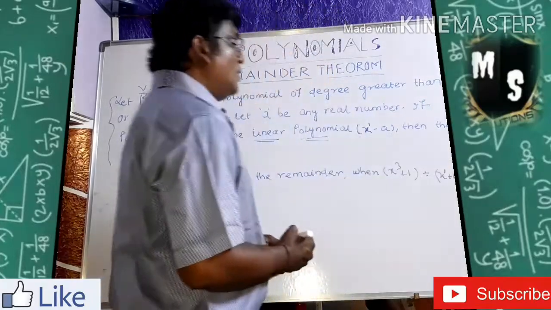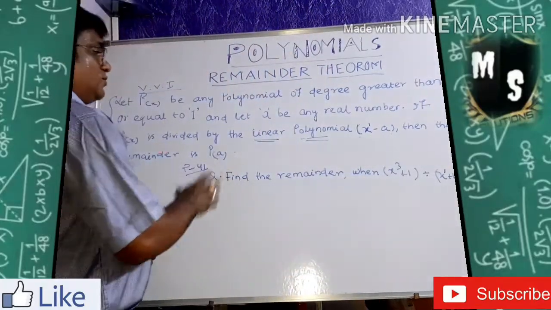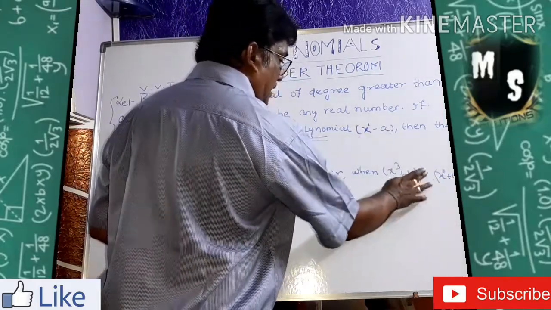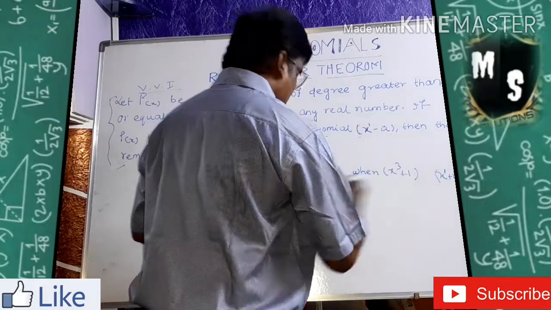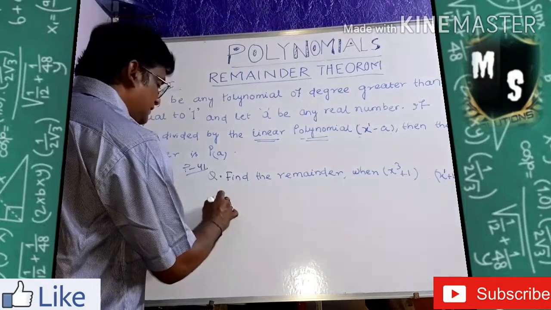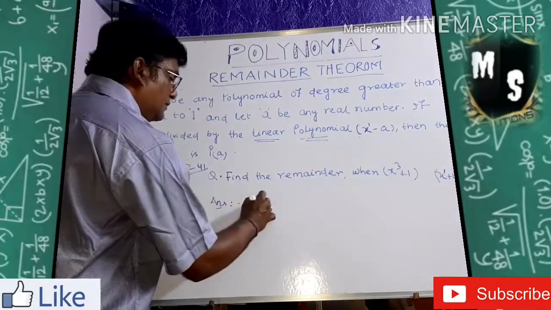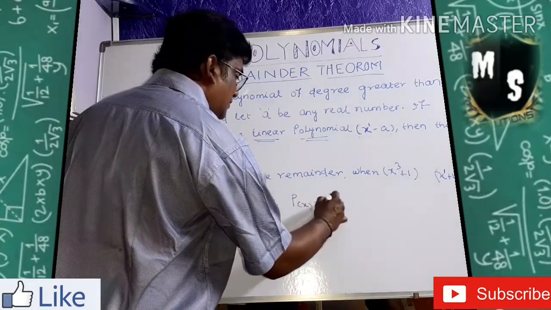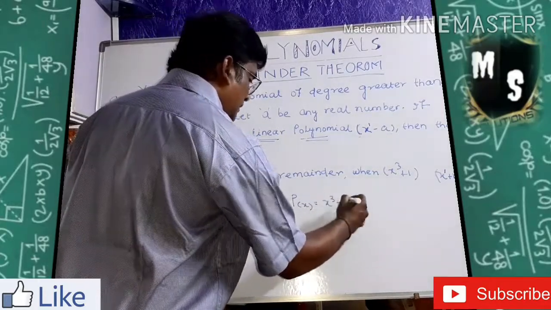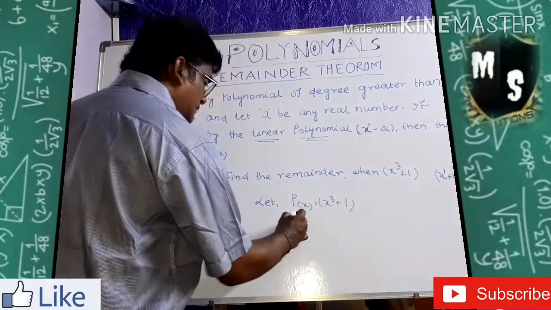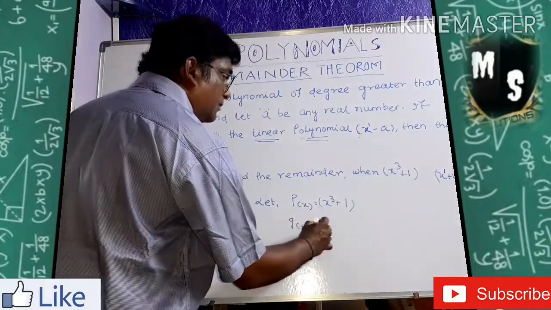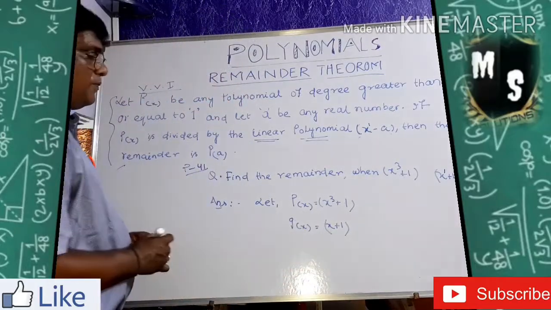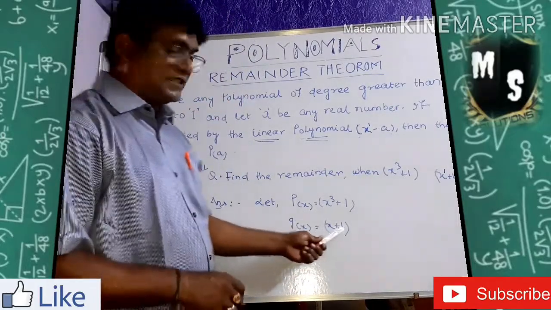Then what to do? This polynomial p(x) is going to be divided by g(x). Let p(x) be a polynomial in x, equal to x cube plus 1. Then g(x), another polynomial, which is a linear polynomial, is x plus 1.